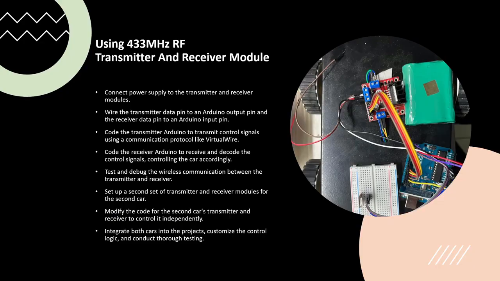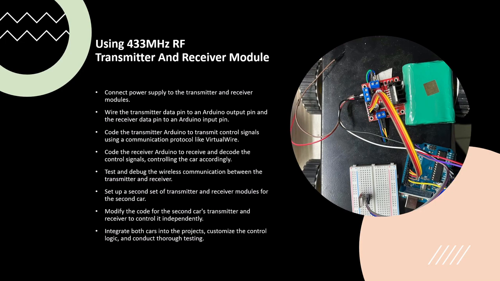Now we are going to talk about how we are going to use it in our project. First we have to connect the power supply to the transmitter and receiver modules. Then we wire the transmitter data pin to an Arduino output pin and the receiver data pin to an Arduino input pin.